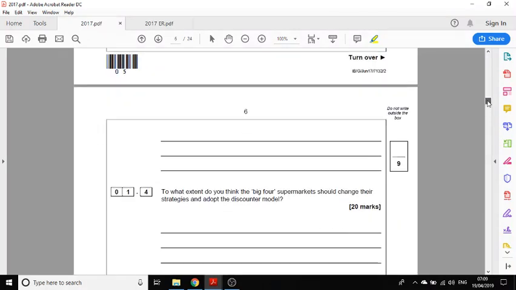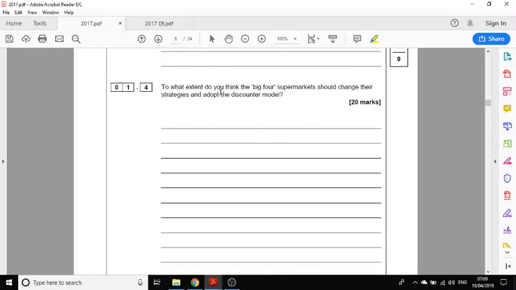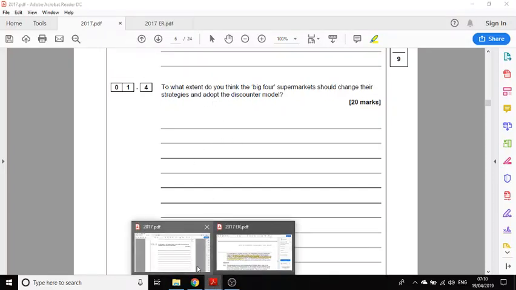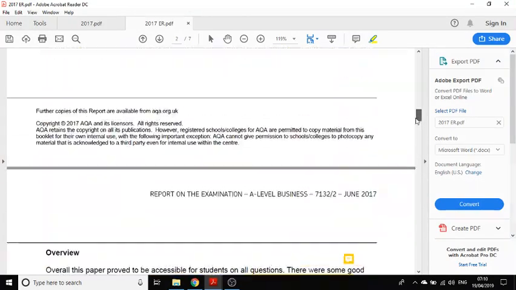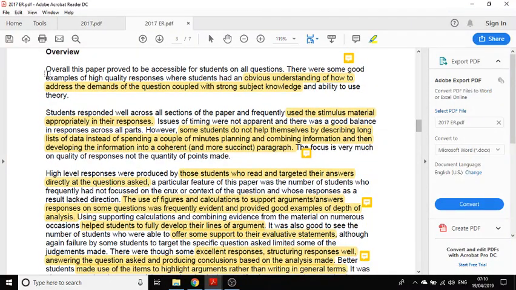In 2017 they had a 20-mark question and 2 16-mark questions which all needed evaluation. In 2018 they changed that to 3 16-mark questions, but it's the same structure for a 20 or 16-mark question, as long as it's a 'to what extent' or 'evaluate' question. It's just really important that you include a conclusion. So I'm going to have a look at the examiner's report for this, and I've just summarised a few things.